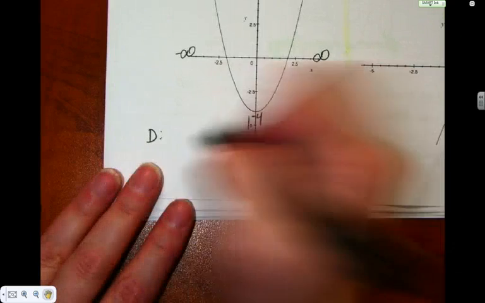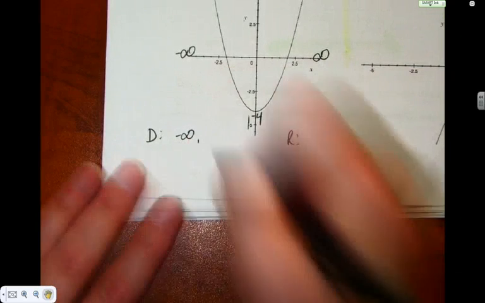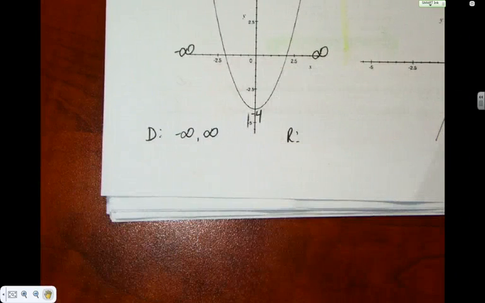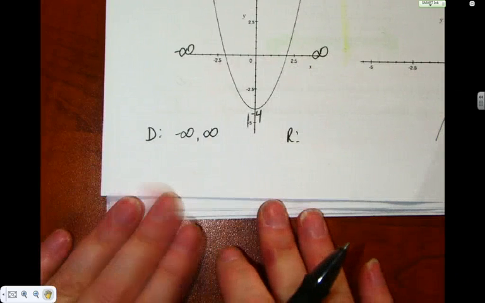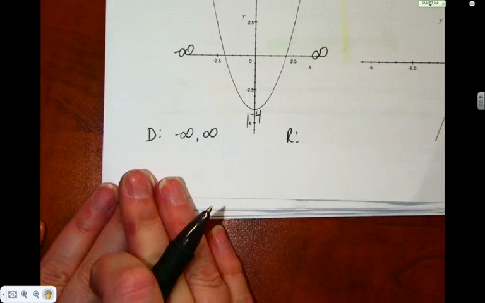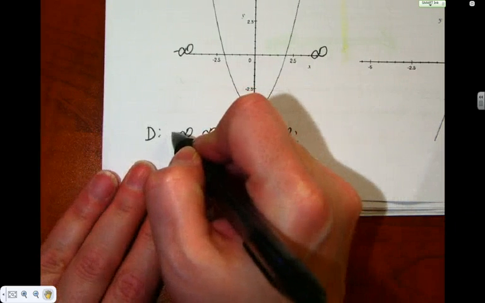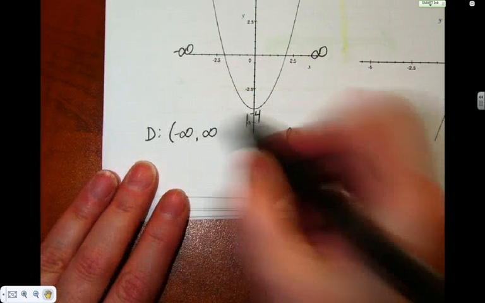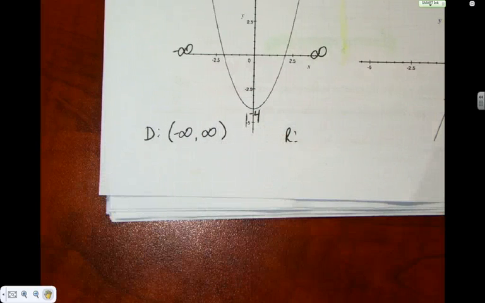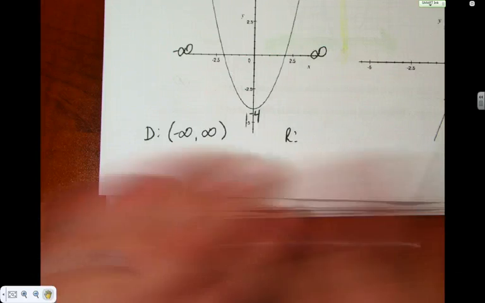Domain, smallest value we said was -infinity. Highest value is infinity. What kind of brackets? Round if it's -infinity, and round if it's infinity. And again, I know it looks weird, but that's notation. What you're saying to the person is it is every single value from -infinity to infinity. It's just not using words. Okay, let's do the range, then we'll come back.